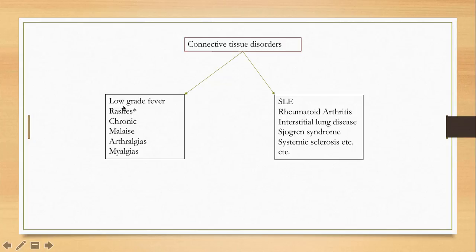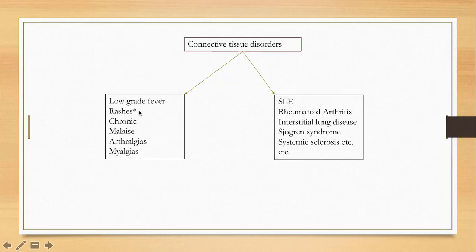So people will come in with low-grade fever, which is usually chronic. They have malaise, arthralgias, and myalgias, and then skin rash is going to be the biggest key feature in this. So you can notice that if you go back to your malignancy slide, all of the rest of the symptoms are going to be present in patients who come in with cancer as a cause of fever. But if they have rash, that is a distinct feature linked with connective tissue disorders.